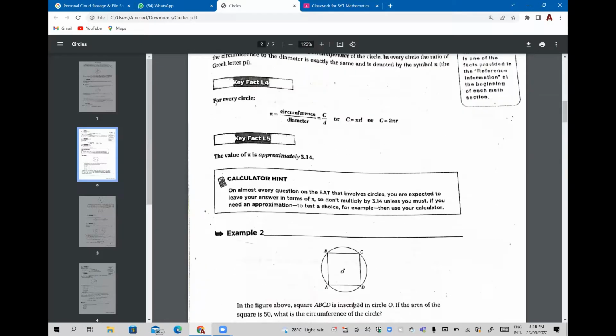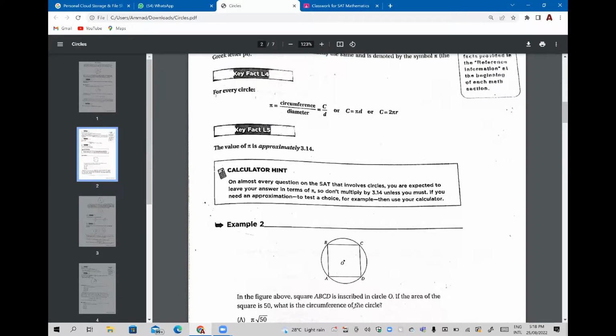Okay, for every circle, let's look at these formulas now. Pi is circumference over diameter. Circumference is pi times diameter. And circumference is 2 pi r, 2 pi times the radius of a circle.